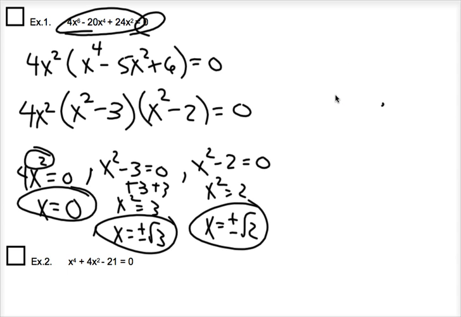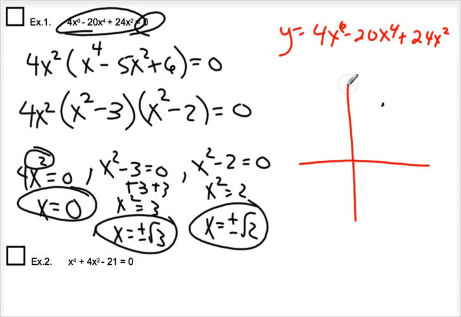Kind of a review from our previous section. If I wanted to graph y equals 4x to the 6th minus 20x to the 4th plus 24x squared, I now know that it has zeros at 0, positive square root 3, which is a little over 1.7, negative square root 3, negative 1.7 something, positive square root 2, which is 1.4 something, and negative 1.4 something for negative square root 2. The lead term is 4x to the 6th. The degree is 6, so it's like a parabola that opens up.